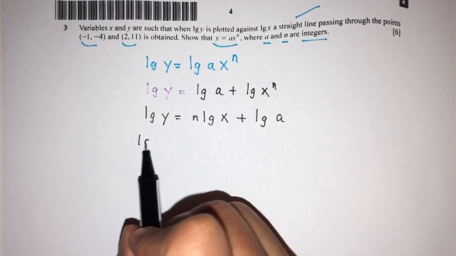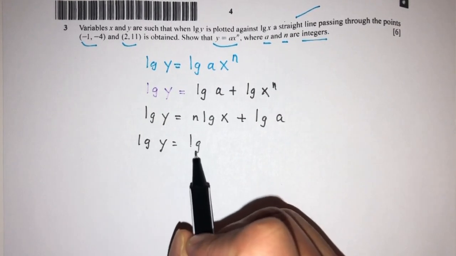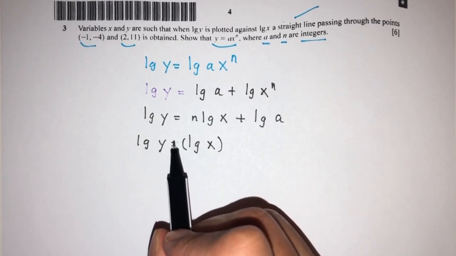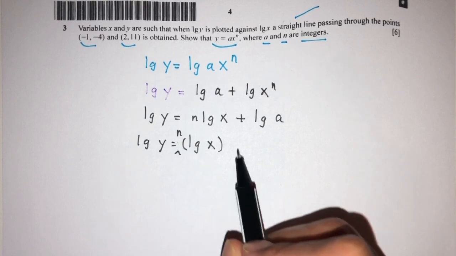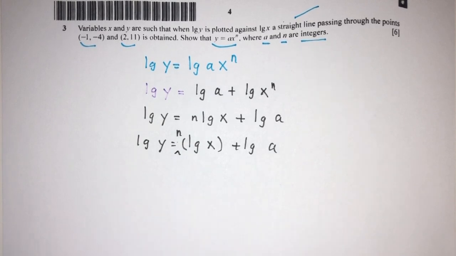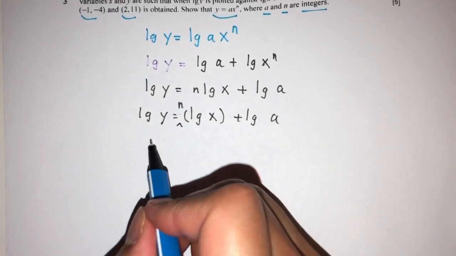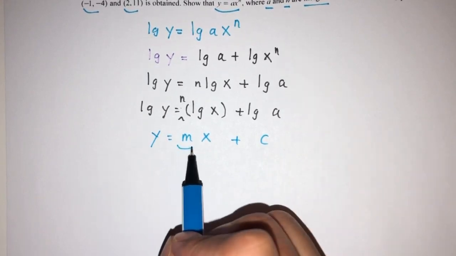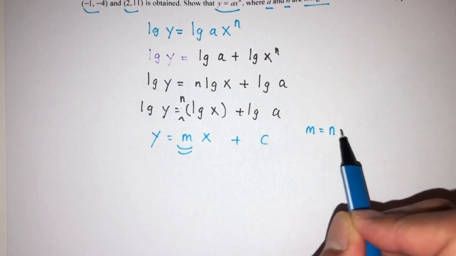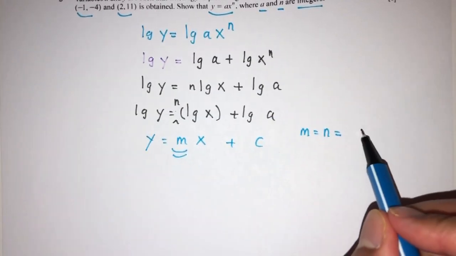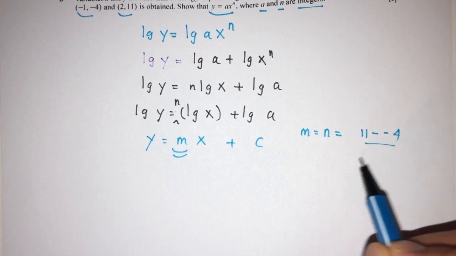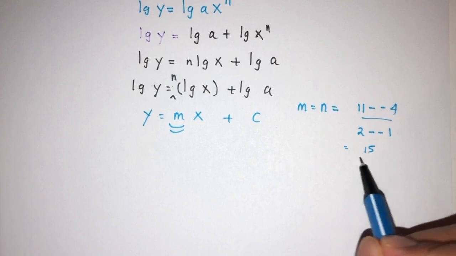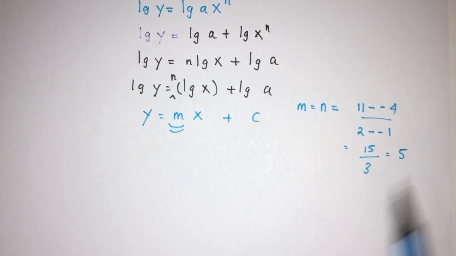Now rearrange, you have log of y equal to n, leave n here, times log of x, plus of course log of a. Now by comparison, we know that this is basically y equal to mx plus c, as we have seen before. So m equal to n, which is the gradient. We use the 2 points, which will be y2 minus y1 over x2 minus x1. That will be 15 over 3. That will be the value of 5.